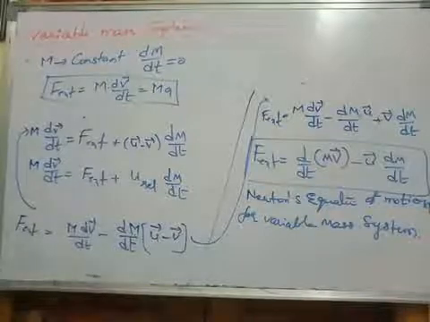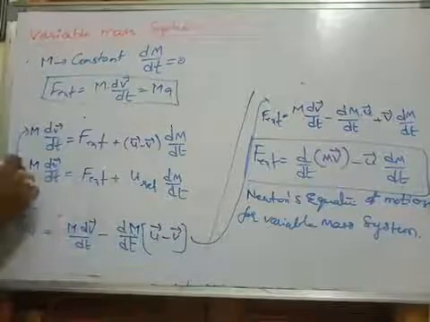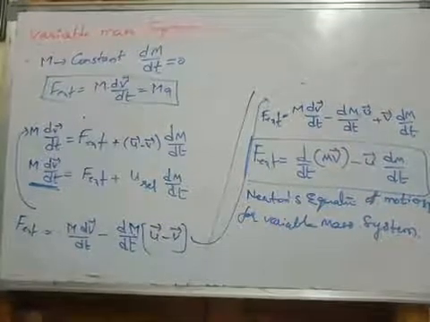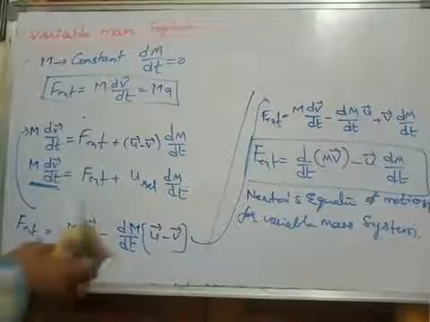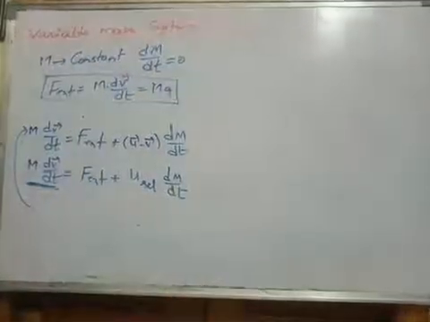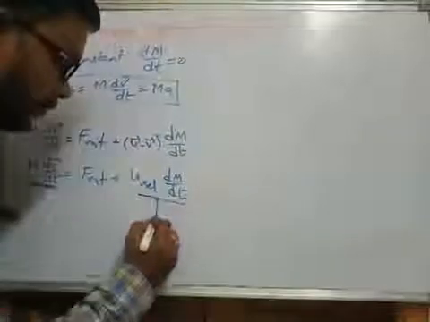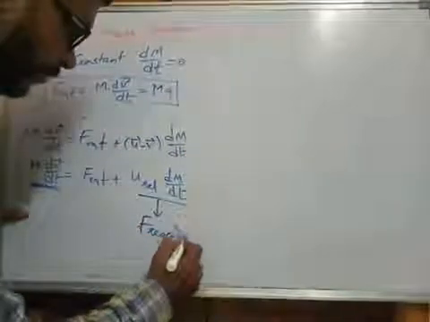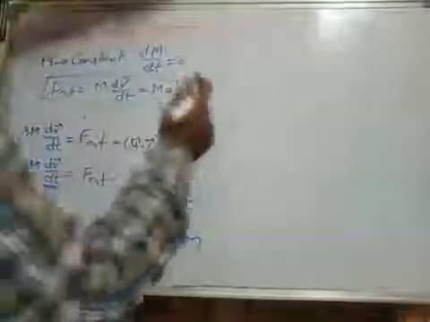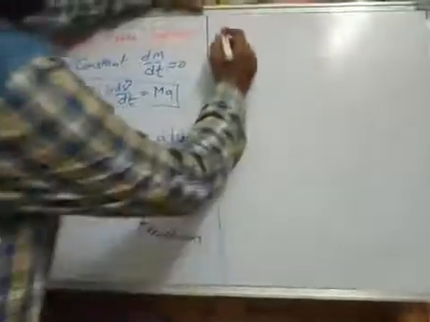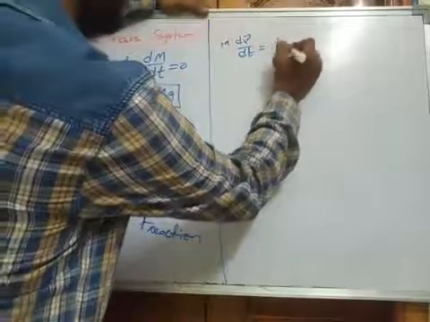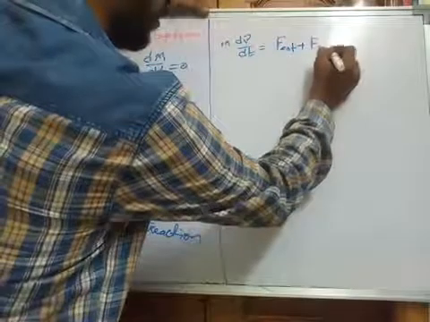Here m into dv by dt is the instantaneous force acting on the rocket, F instantaneous. This term is also called the reaction force, F reaction. So from these equations, m into dv bar by dt is equal to F external force plus F reaction.